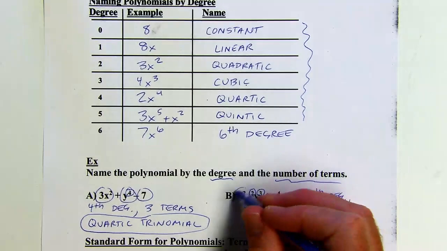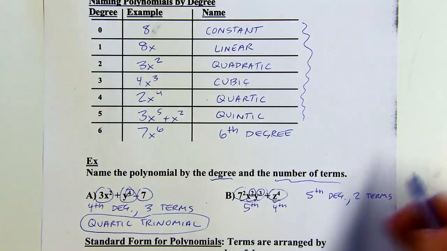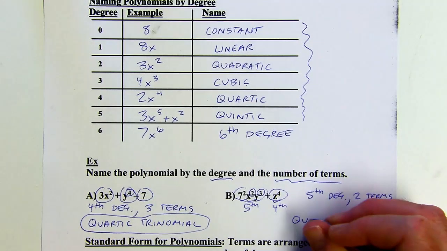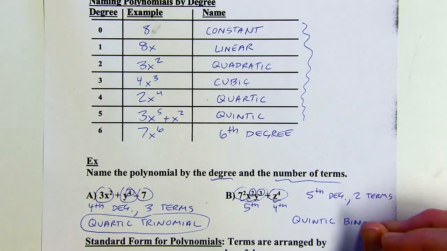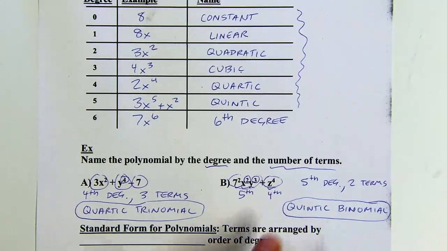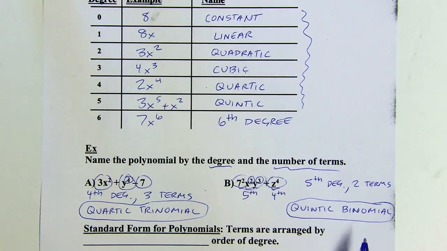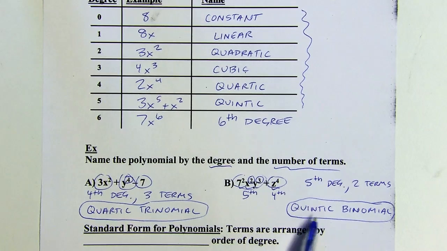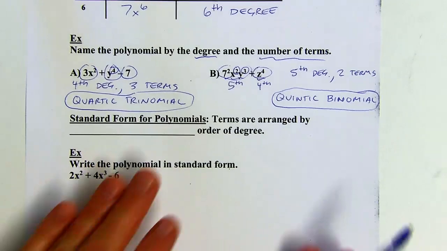Okay, and then there's two terms, right? This term and that term. So fifth degree is quintic. And since there's two terms, that's a binomial. So this is a quintic binomial. Typically you put the degree first, then the number of terms. So you wouldn't say a binomial quintic, because binomial's a noun and quintic is an adjective, at least when it's written like this.